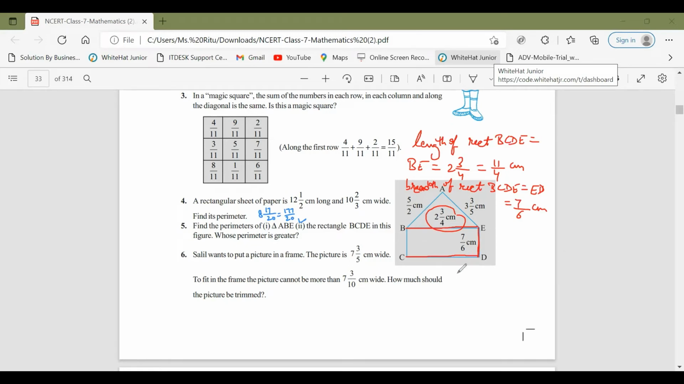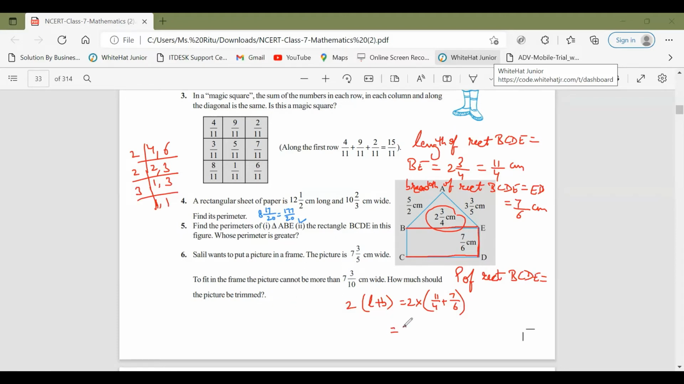Now you will write perimeter of rectangle BCDE equals 2 × (L + B), which is 2 × (11/4 plus 7/6). Make the denominator same quickly. Take the LCM of 4 and 6. 2 2s are 4, 2 3s are 6, and 2 1s are 2, 3 would remain the same. Now we will divide by 3. 3 1s are 3. So the LCM would be 12, right?